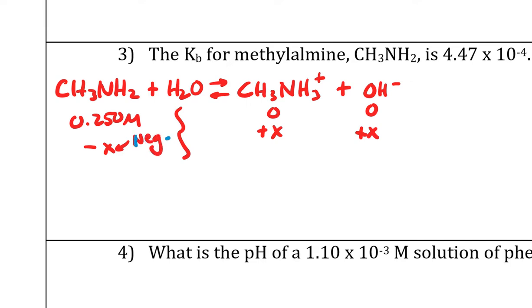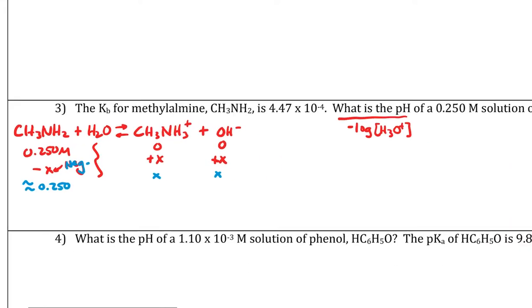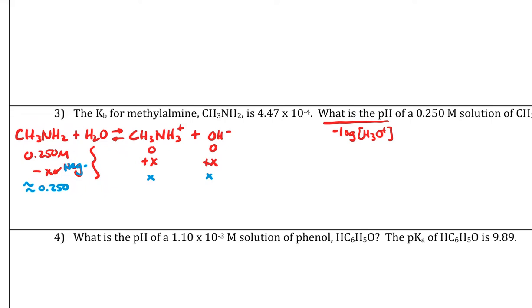Okay. And so I'm going to treat that as something I can just blow off and say this is approximately 0.25 moles per liter. And I'm going to have X and X in this bottom line. So if I know the K value, if I know the K for methylamine, and we're given that information here, then I can go ahead and start setting up my Kb expression. So Kb will be products over reactants, CH3NH3, that's X, and my hydroxide, that's also X, over a molarity of 0.25. And we know the Kb value is given at 4.47 times 10 to the negative 4.